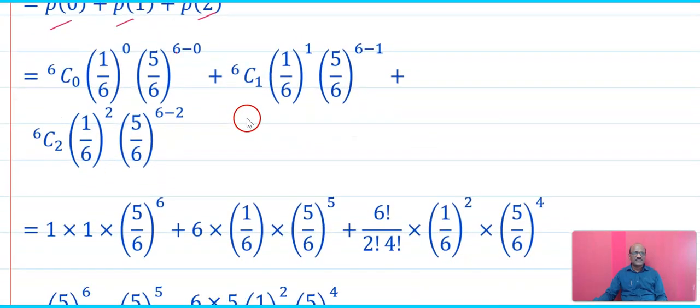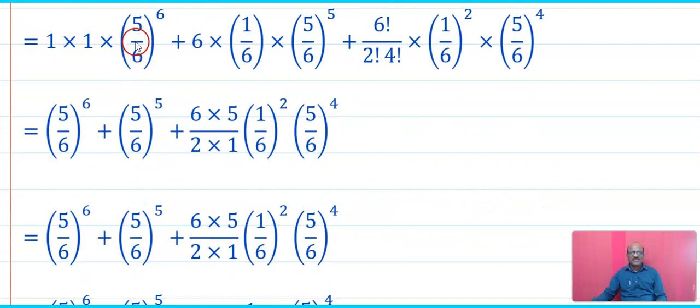Plus next is 6C1, which means what? 6, (1/6) raised to 1, (5/6) raised to 5. Next, 6C2 means what? 6 factorial upon 2 factorial into 6 minus 2 factorial, which means 4 factorial. And as usual, (1/6) raised to 2, (5/6) raised to 4, and we will simplify. What will the first be? (5/6) raised to 6. What about the second? (5/6) raised to 5. Okay, this 6 gets cancelled. And what about here? 6 into 5, 4 factorial in numerator and denominator get cancelled. You will get 6 into 5 upon 2, (1/6) raised to 2, (5/6) raised to 4.